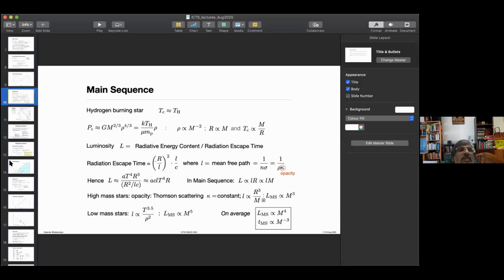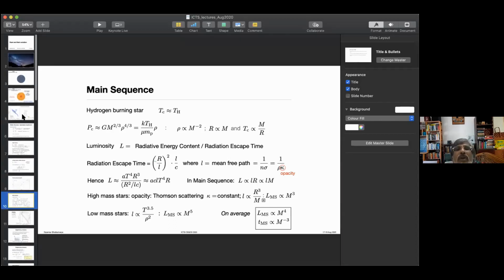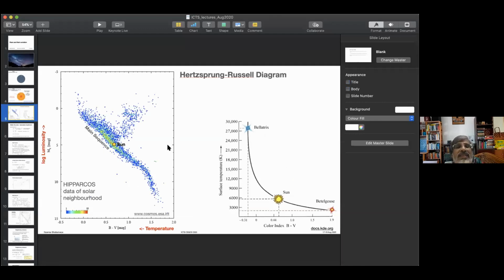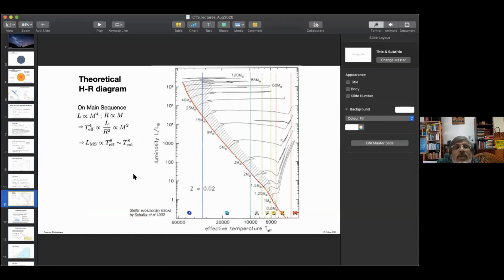This is well beyond what I'm going to cover in these lectures. But okay, the position of this main sequence, or the color of any given star on the main sequence for a given luminosity, depends on the metallicity. So the theoretical HR diagram, as I showed, actually assumes a metallicity here. If you have a different metallicity, the position of this main sequence will be different.